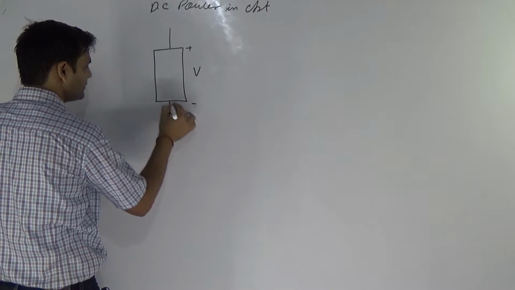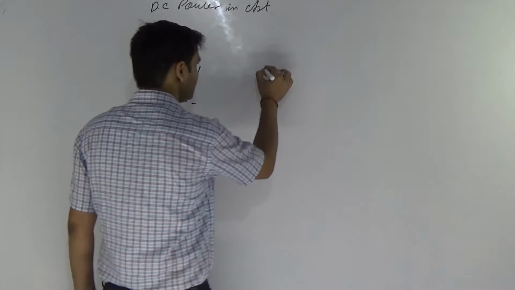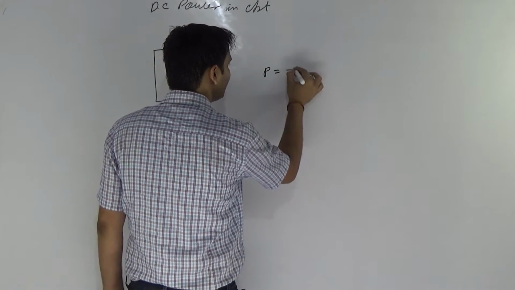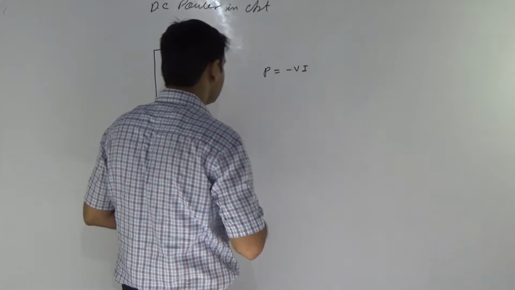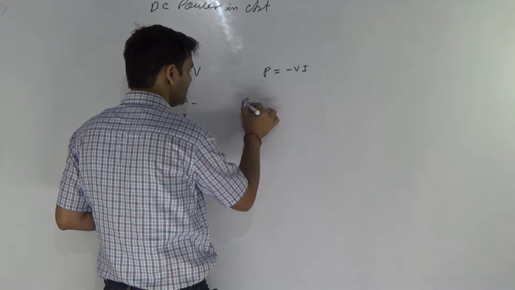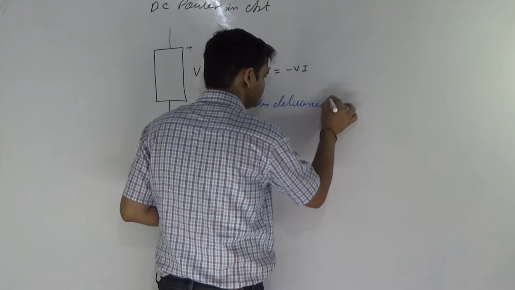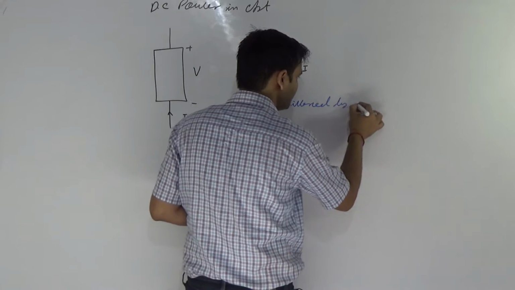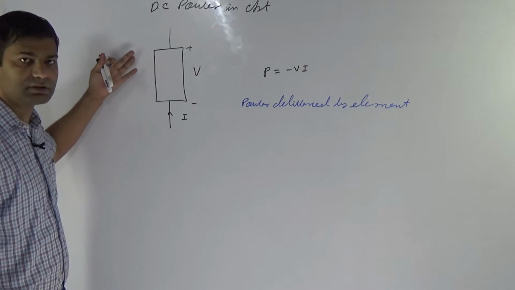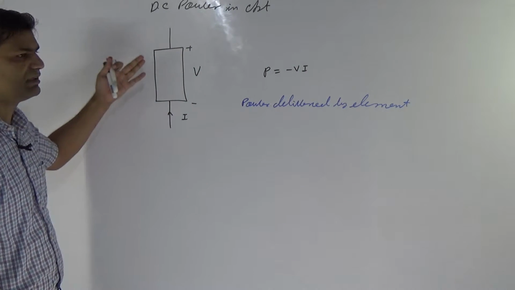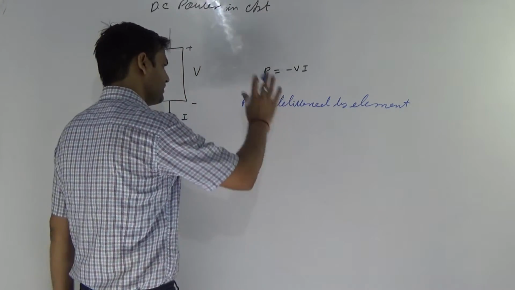If current is flowing from minus to plus, then power will be equal to minus V into I. The minus sign indicates power delivered by the element. I don't know whether this is a capacitor, inductor, battery or inverter. Anyway, it is applicable for all.